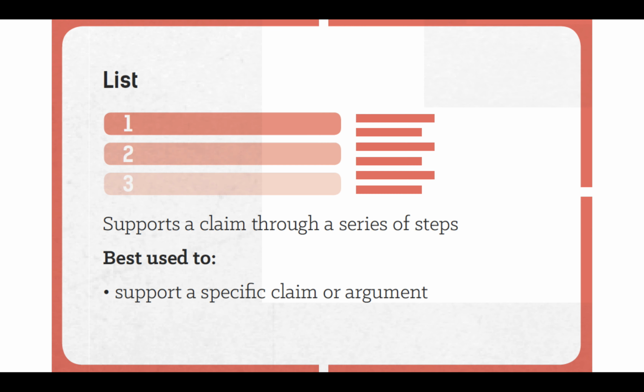peers. Another one is a list, where you have different elements and you actually number them 1 through 3 in this instance. It could be much higher. Lists are used to support a claim that you're making through a series of steps. From that, it's best used to support a specific claim or argument. You'd make your claim at the top of the list and you go, I believe proposition X, and the reason I believe it is because of point 1, 2, and 3. And those points, the list would support your main argument.